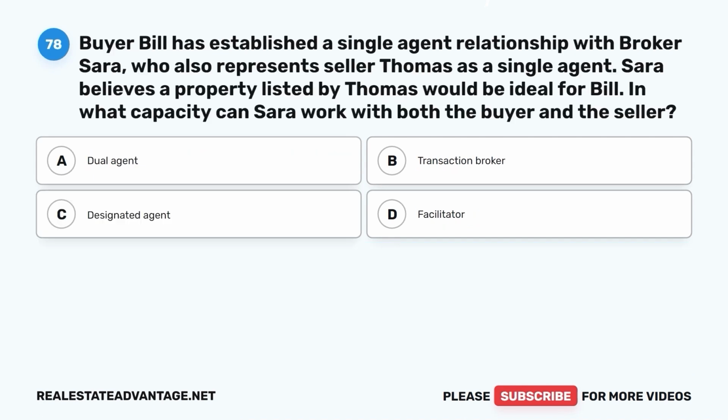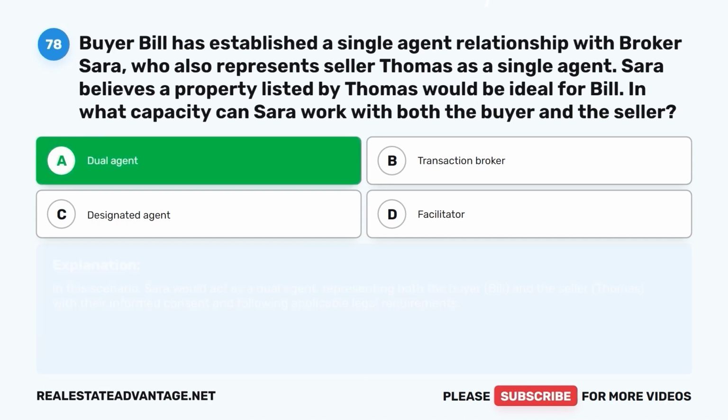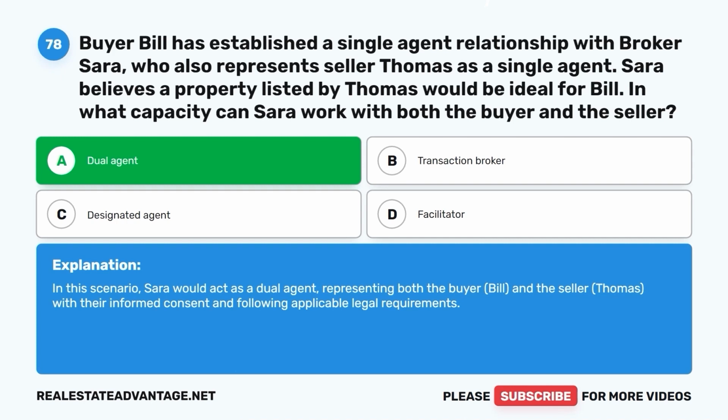Question 78. Buyer Bill has established a single agent relationship with broker Sarah, who also represents seller Thomas as a single agent. Sarah believes a property listed by Thomas would be ideal for Bill. In what capacity can Sarah work with both the buyer and the seller? A. Dual agent. B. Transaction broker. C. Designated agent. D. Facilitator. The correct answer is A. Dual agent. In this scenario, Sarah would act as a dual agent, representing both the buyer, Bill, and the seller, Thomas, with their informed consent and following applicable legal requirements.